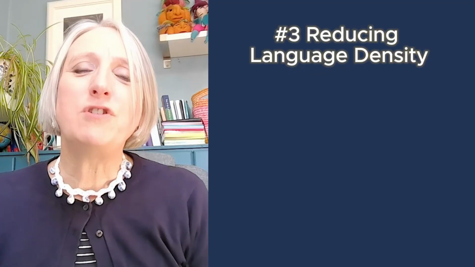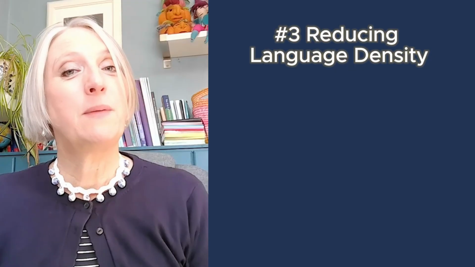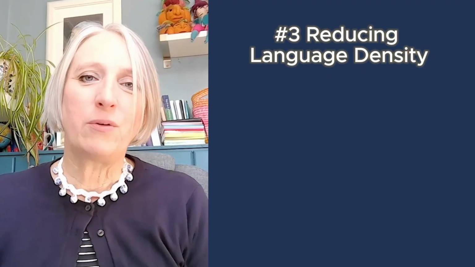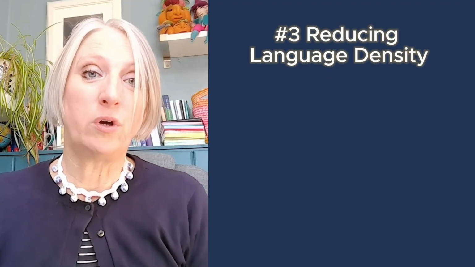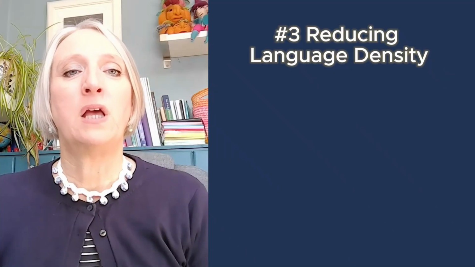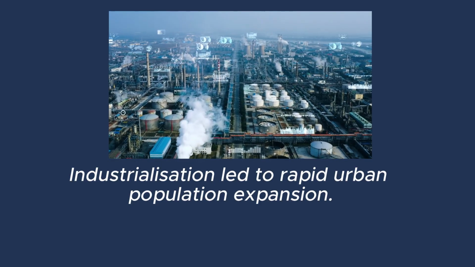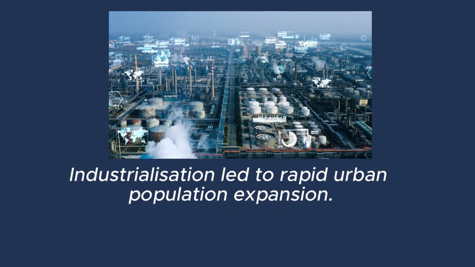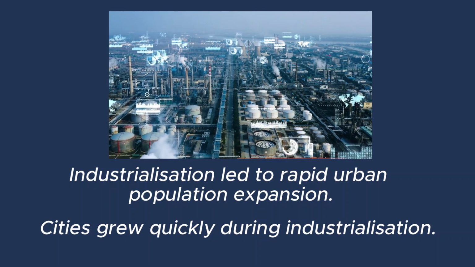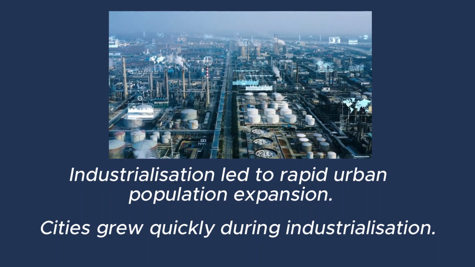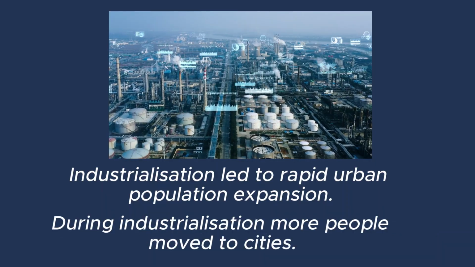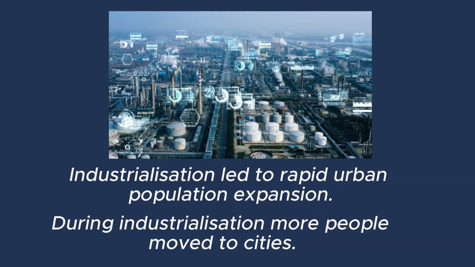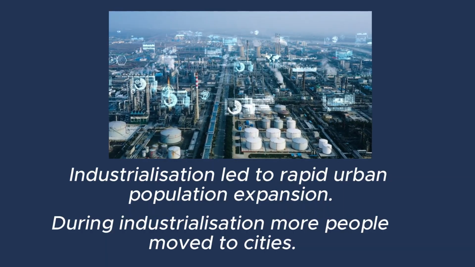Number 3, reducing language density. Sometimes the issue isn't the task, it's the sentence itself. Academic language often packs a lot into one sentence. So for example, industrialization led to rapid urban population expansion. That's quite dense. We can unpack it. Cities grew quickly during industrialization, or even during industrialization, more people moved to cities. Again, it's the same idea, but fewer layers of language to process.